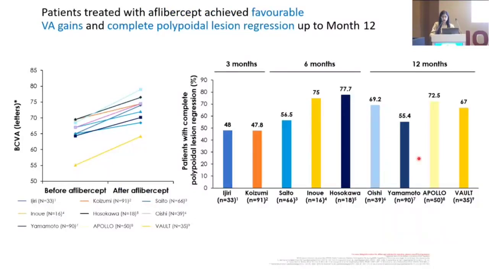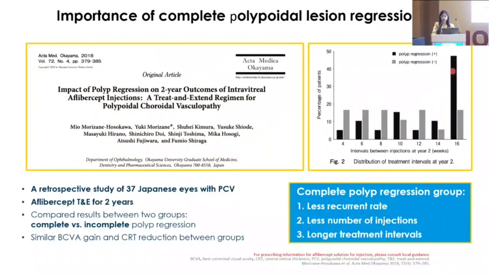In other studies across the globe, patients treated with aflibercept achieved favorable vision gains and complete polypoidal lesion regression up to month 12. Another retrospective study conducted by Miyo et al. on 37 Japanese eyes with PCV, where aflibercept treat and extend was followed for 2 years, found that eyes in the complete polyp regression group had a lower recurrence rate, received fewer injections, and had longer treatment intervals.